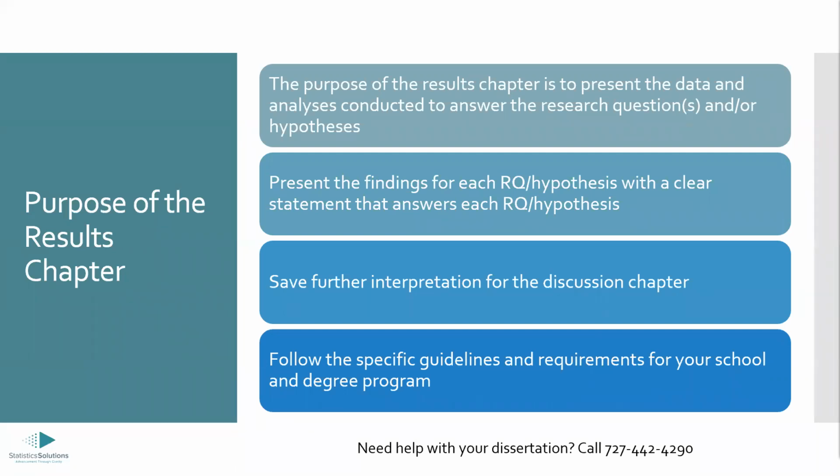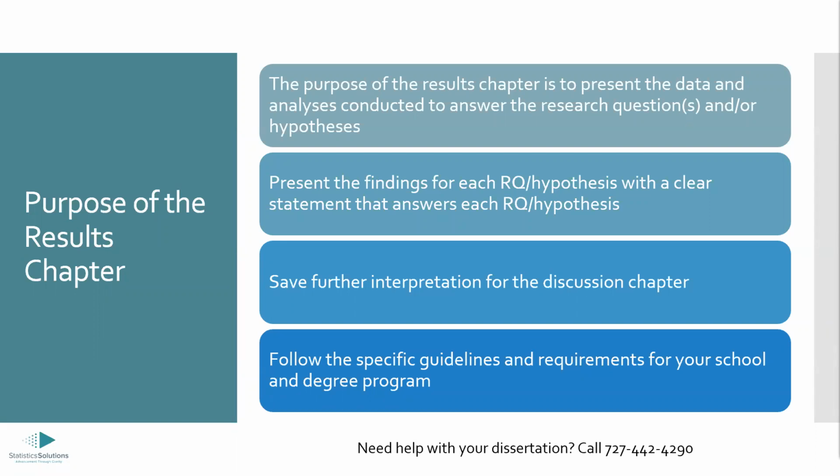So in the results chapter, you want to present the findings for each research question and hypothesis and make sure you have a clear statement that answers each of those. By the end of your results chapter, you should have an answer to every single research question. But you want to save interpretation beyond that for the discussion chapters. You don't really want to get into interpretation in terms of what the results mean for the literature or the broader implications of the results, because that information goes in the discussion chapter.